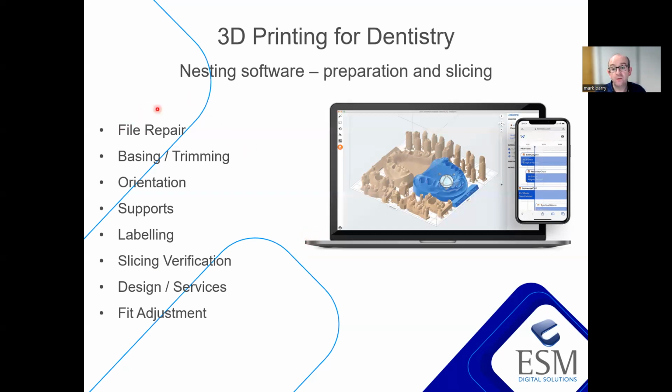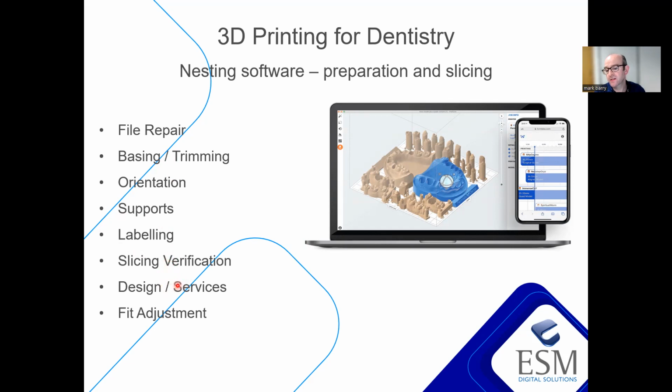So features that we look for within software are the ability to repair files. You bring a file in, maybe there are holes, maybe there are overlaps in the mesh. We want the software to look after that. To turn a scan, an intraoral scan, into a model is a really nice thing to be able to do. Some software offers that, some doesn't. Every software is going to offer the ability to orientate and to apply supports. Labeling, in my mind, is a very basic fundamental requirement, particularly for in-practice printing. And surprisingly, very few solutions actually offer that. Slicing verification. It'll make sense when I show you.